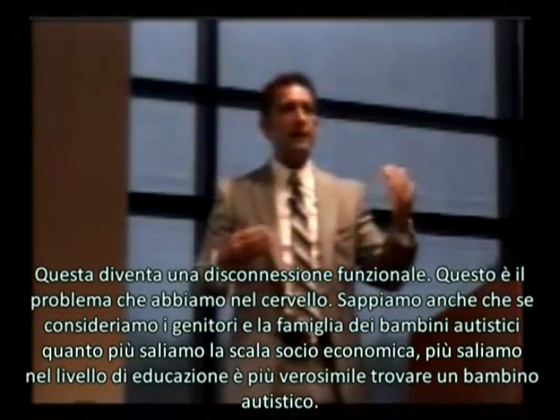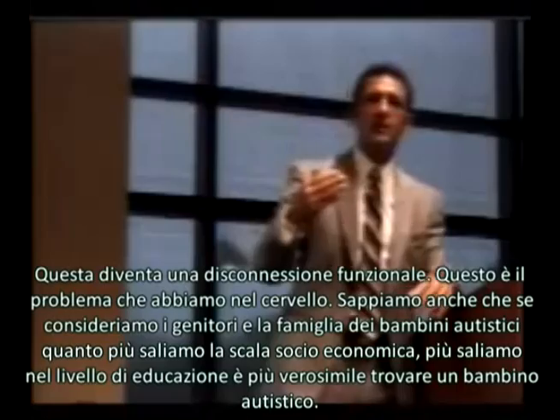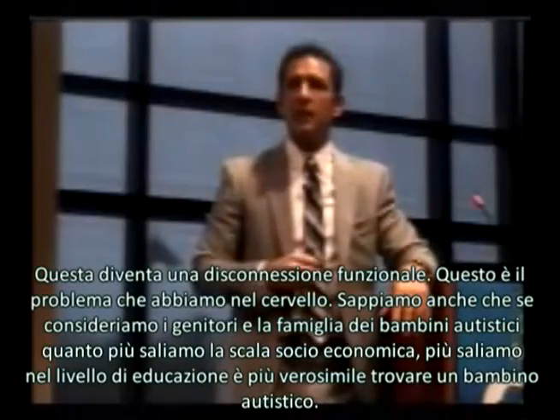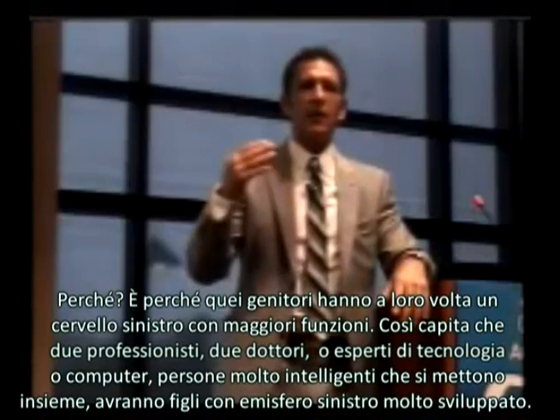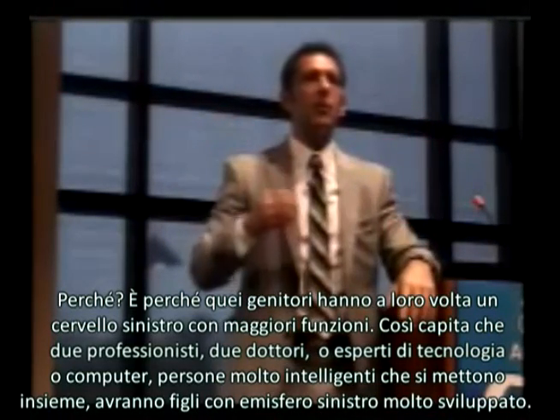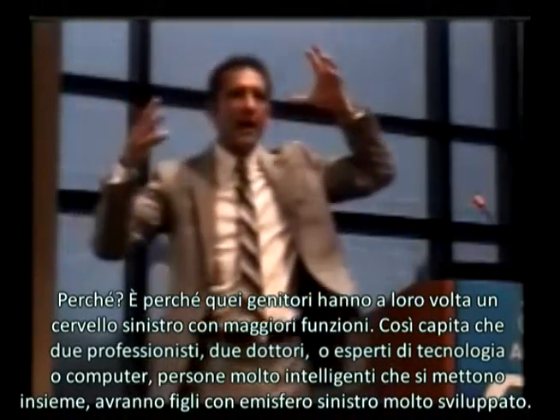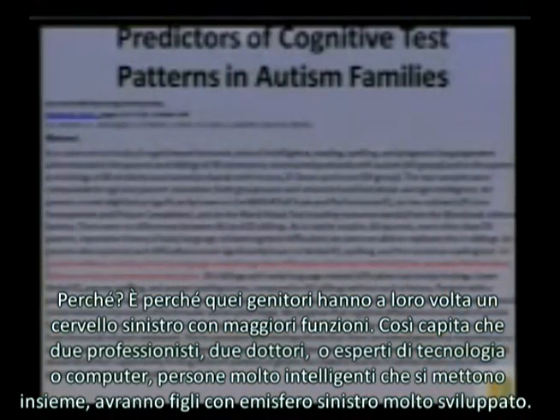Now, what we also know is that if you look at the parents and families of children with autism, as you go up the socioeconomic scale and up the education scale, you're more likely to have a child with autism. Why is that? It's because those parents are actually born with higher left brain skills themselves. So you see two professionals, two doctors, two surgeons, or people in technology or computer-based fields, very highly intelligent people. They come together, and they're going to have kids that are very left brain.